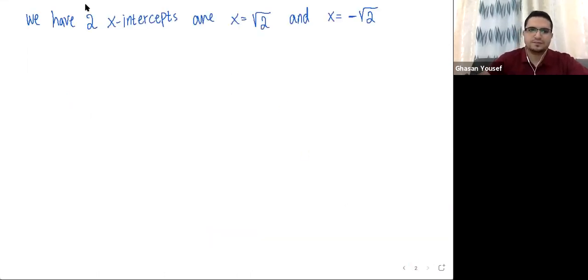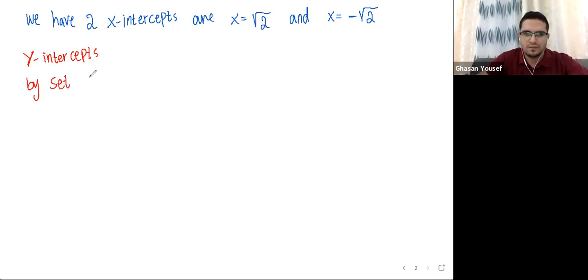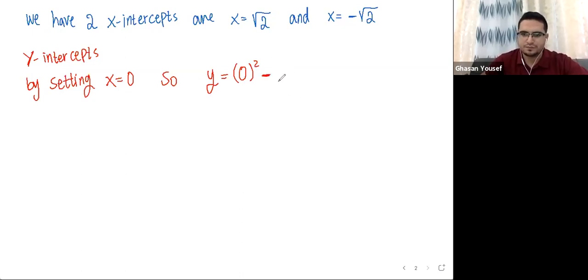So here, the second one, the y-intercept, by setting x equals 0. So we get y equals 0 squared minus 2. We plug the 0 inside the function, inside the equation, I mean.